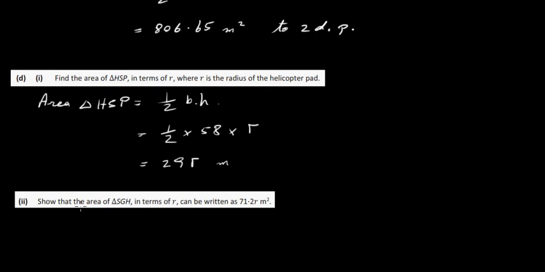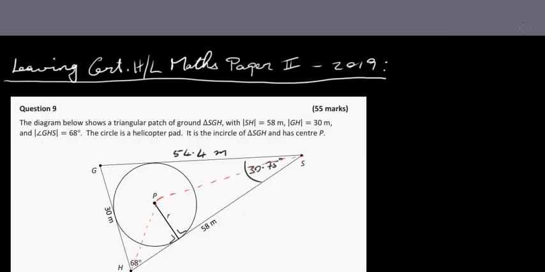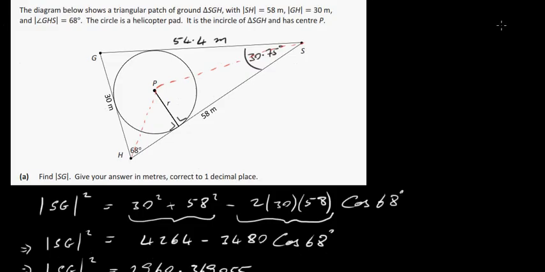So that's it. So next part then, show that the area of the triangle SGH in terms of OR can be written as 71.2 OR meters squared. So really all we're going to do here is exactly the same as we did in part D1 here. We're just going to do it 2 more times. So if you come up here, you'll see we can do exactly the same. So let me just draw these triangles. So you can draw this triangle here, and you can see then that the radius from here to here is going to be the perpendicular height of this triangle here.